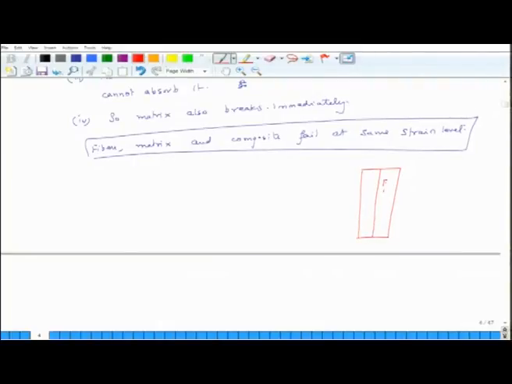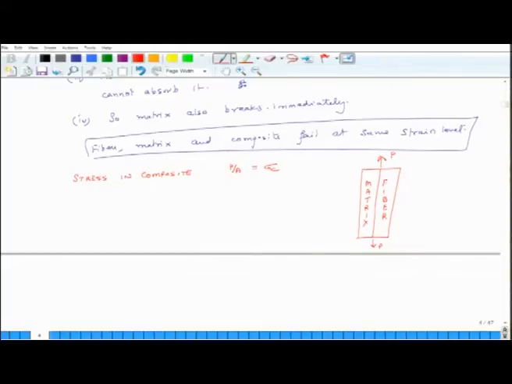Okay. So, now let us look at this picture. Here this is my fiber and let us say this is my matrix, and I am pulling it with a load P. So, what is the stress in composite? Stress in composite is P by A. So, that is equal to sigma C, right.